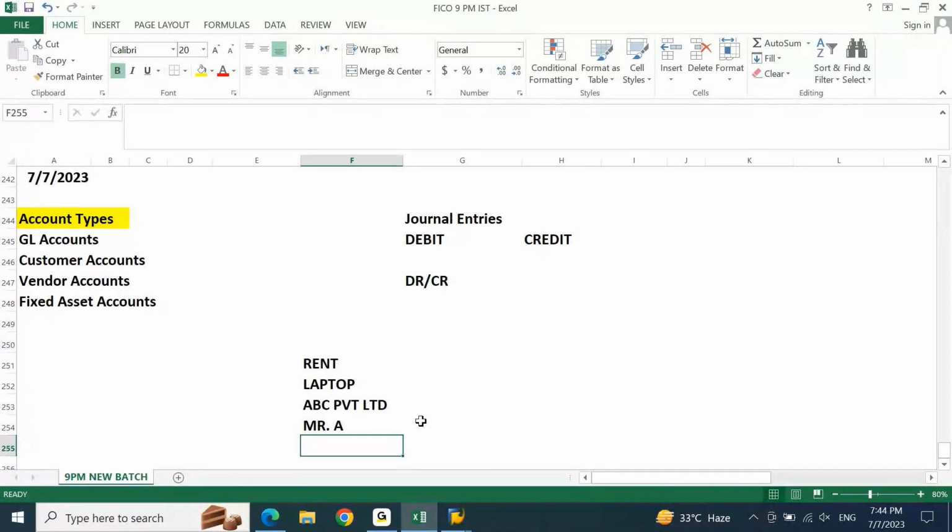First point that we need to be very clear about is, by looking at the name of the account, make sure you are able to understand or classify whether this account is GL, customer, vendor or fixed asset.